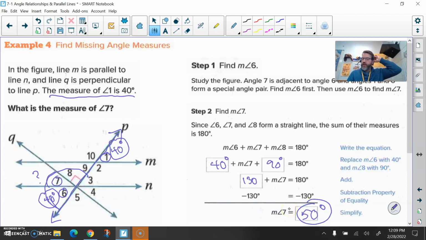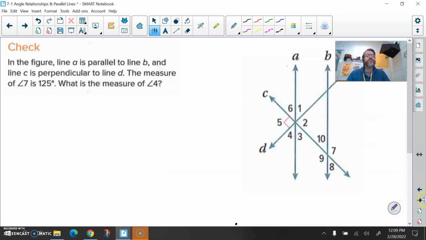All right. There are other ways we could have done this problem. But no matter how you do it, you should find out that angle 7 must be 50 degrees. 90 plus 50 plus 40 is 180 degrees. It gets confusing because there are actually two transversals here. Line P and line Q are both acting as transversals. So this does get a little bit confusing.